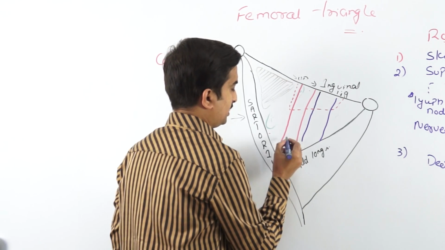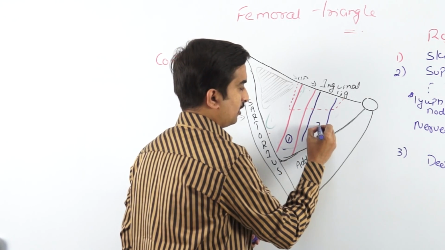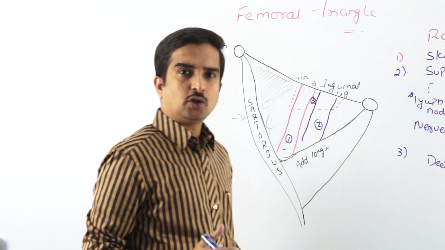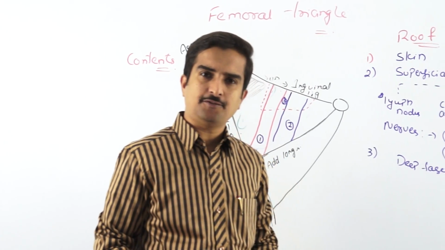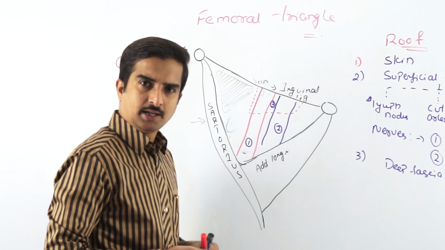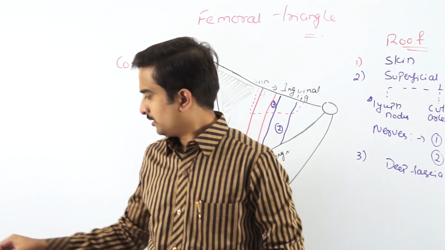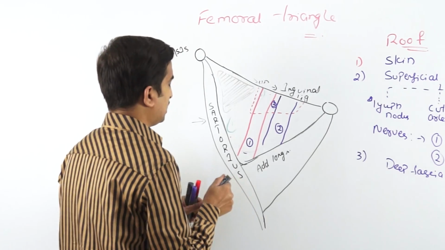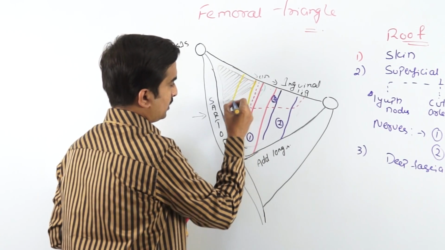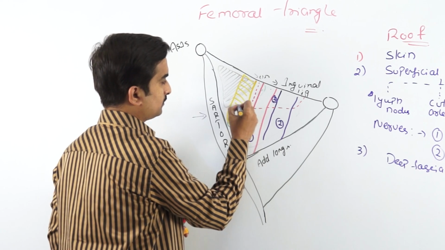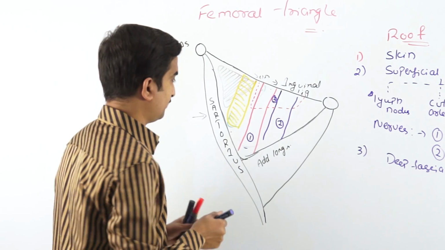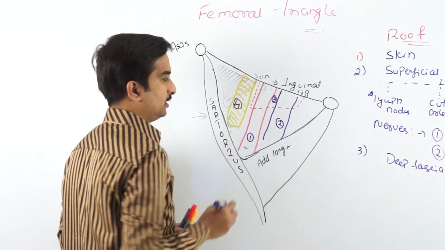So till now, what are the contents we studied? First one is the femoral artery. Second one is the femoral vein. And the third one is the femoral sheath, which is enclosing the upper 3 to 4 centimeters of the femoral vessels. Now, more laterally to the femoral vein as well as the femoral artery, we have the femoral nerve. The femoral nerve is the most lateral part of the femoral triangle. So this is the fourth content, the femoral nerve.